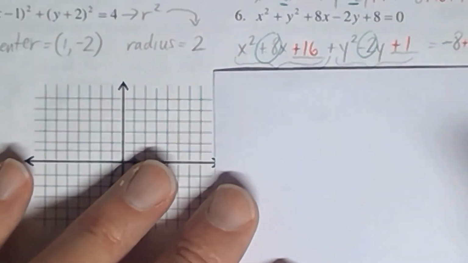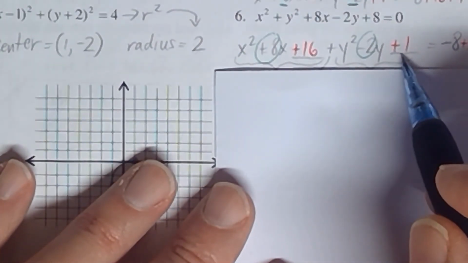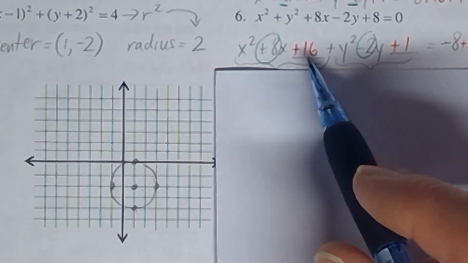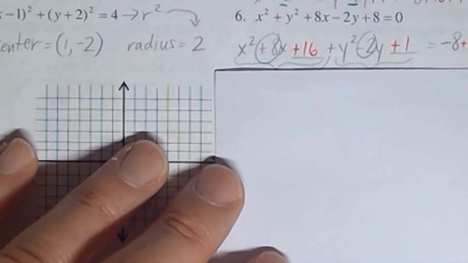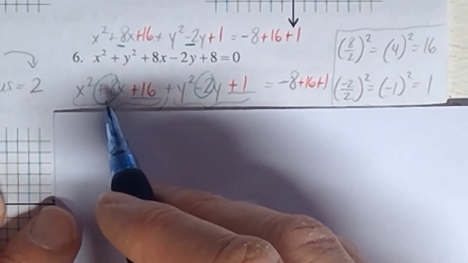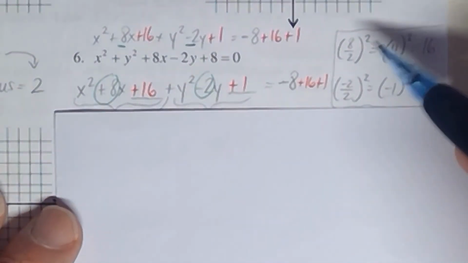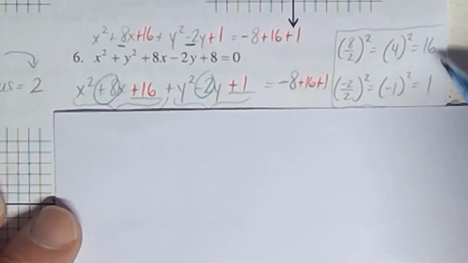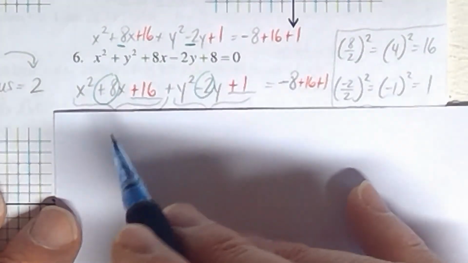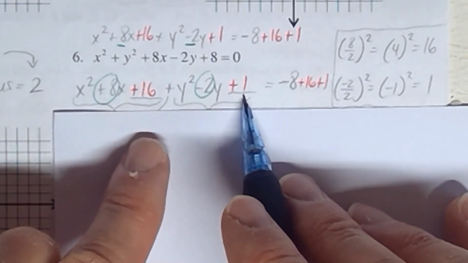Where did I get the 16 and the 1 from? Remember, you got to add a number to the x's and add a number to the y's. Where did those two red numbers come from? They came from the fact that I take the +8 and the -2 and I complete the square on those. And you can see that I got 16 and 1 right here. So I add 16 and 1 to those two things right there.